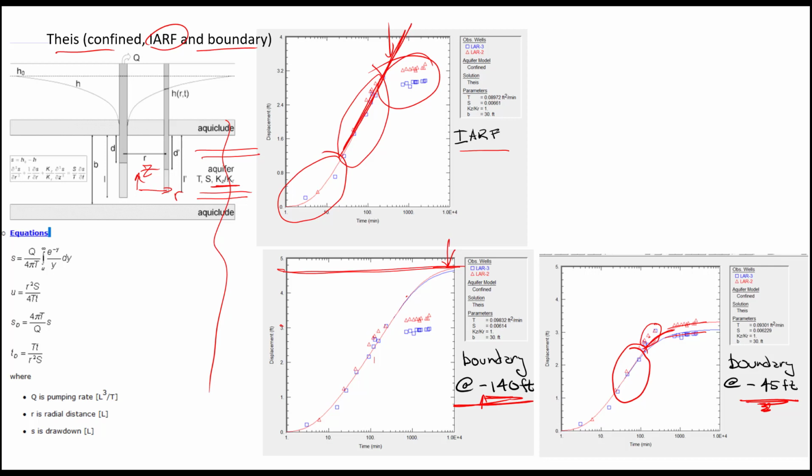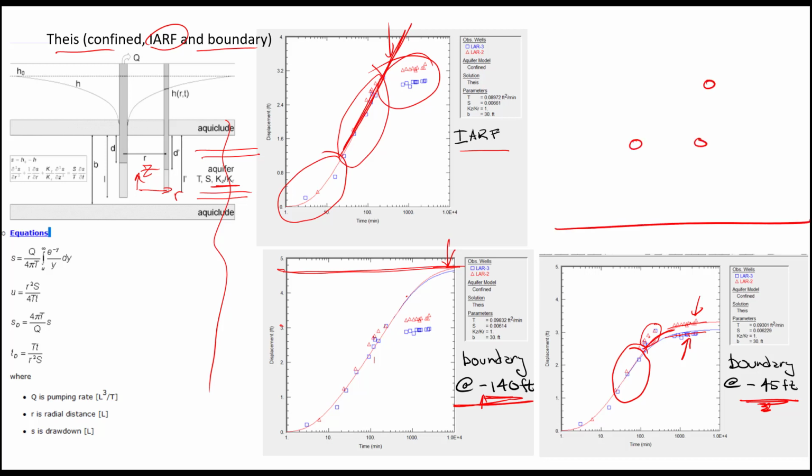And one thing that's kind of interesting too is see how LAR2 and LAR3, they're the same radial distance from the well, but the drawdowns are different. And so when we have an analysis that doesn't include that boundary, we get the same drawdown at these two wells predicted. There's not really any difference between them.